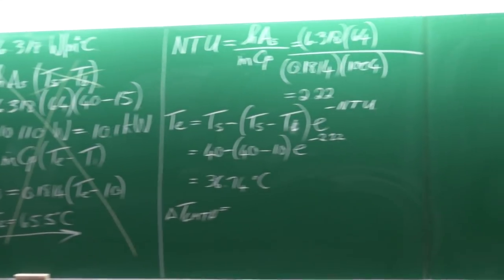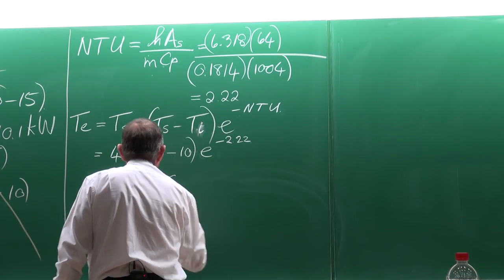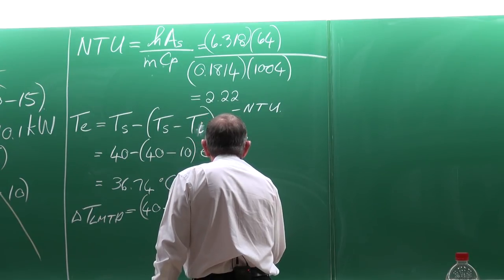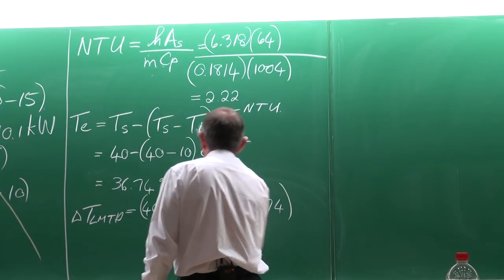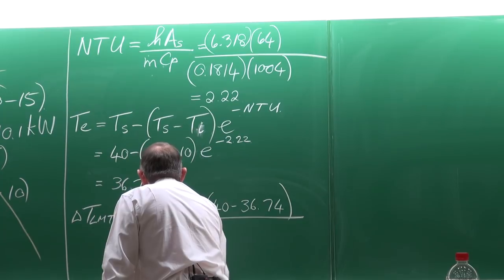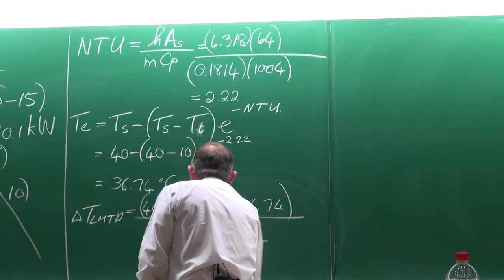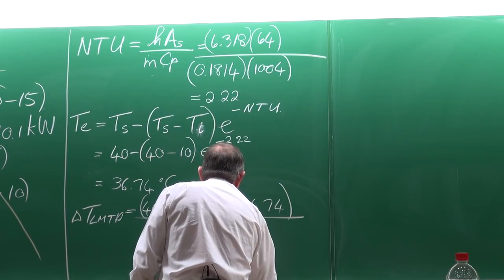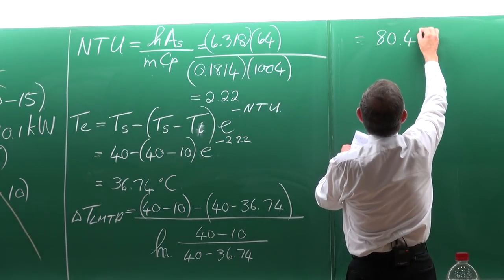Okay. So it is equal to 40 minus 10, which is the temperature difference at the inlet. At the outlet, it is 40 minus 36.74, those two, divided by the ln of those two terms. Ln of 40 minus 10 divided by 40 minus 36.74, and that is 80.4 degrees Celsius.